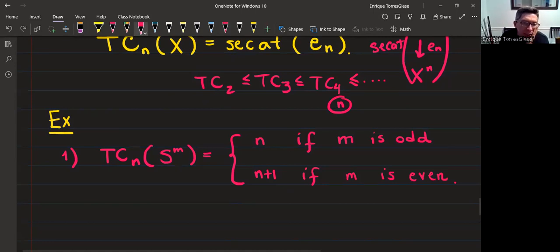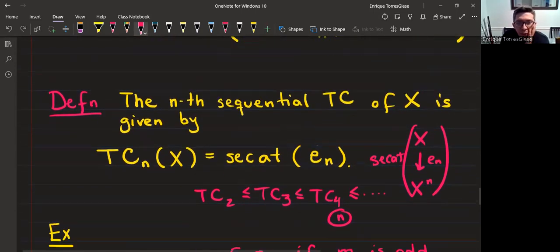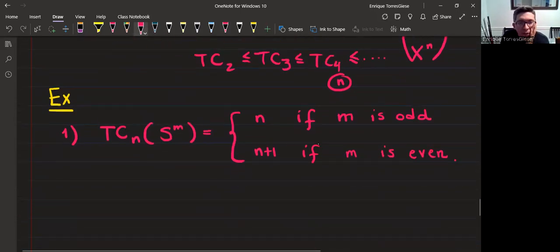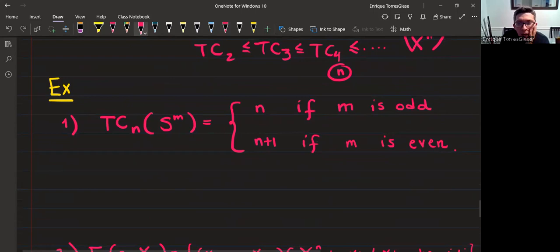Yes, so there are some calculations. Here I'm just going over a few just to give you an idea of the kind of things that people have computed. Here is the calculation of the higher TC, the nth sequential TC of the sphere. In this case, it is dictated by the parity of the sphere, and also by the order of the TC that we're using. So that's nice.